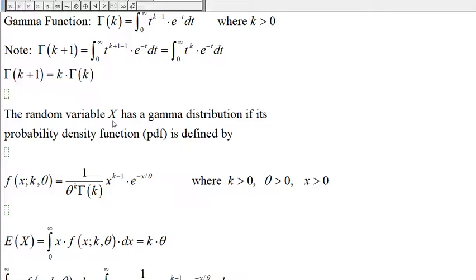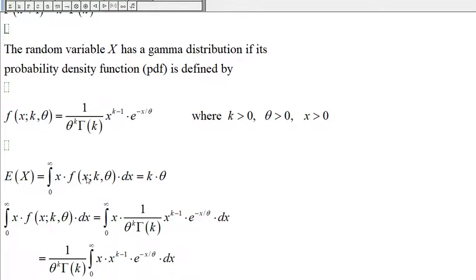And now we want to find the expected value of the random variable x, the expected value or the mean of x. And the expected value of x is defined as the integral from 0 to infinity with the integrand x times f of x. And we want to show that the mean of x, or the expected value of x, is equal to k times theta. So this is what we want to show.